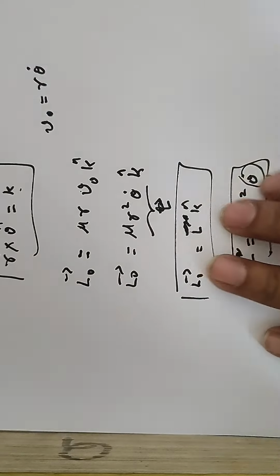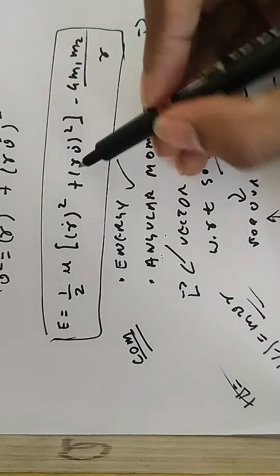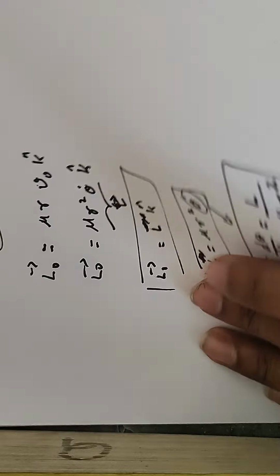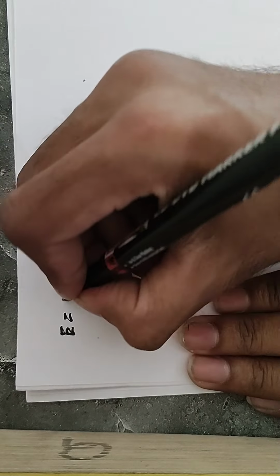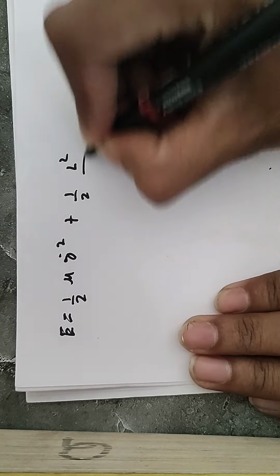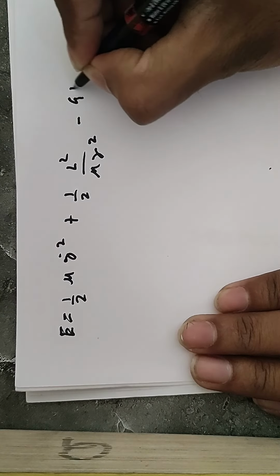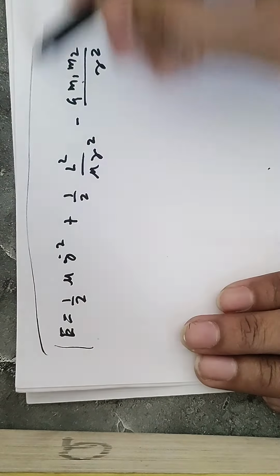But if you see, I can substitute this theta dot over here in the energy equation, right? Let me do that. So I can rewrite my mechanical energy in this form, which basically gives me energy of half mu r dot square plus half L square upon mu r square minus G m1 m2 upon r. This is our energy equation.